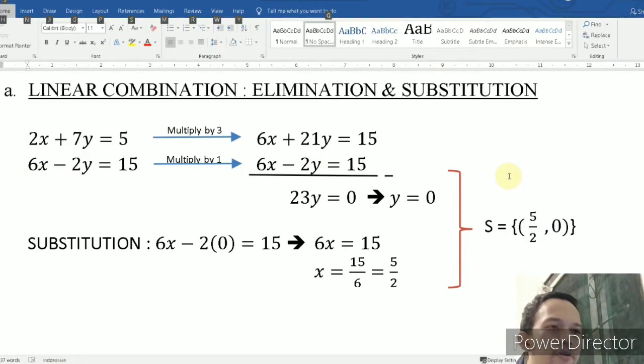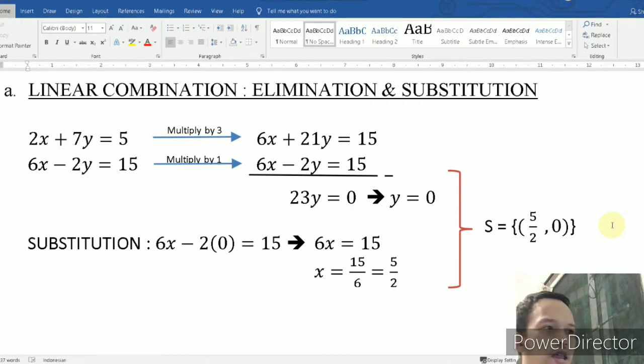Now let's use the other approach. Before, I used linear combination by eliminating the x first. Now I will show you, with the same example, how to eliminate the y first. Of course, we have to find the same final answer. It has to be consistent.